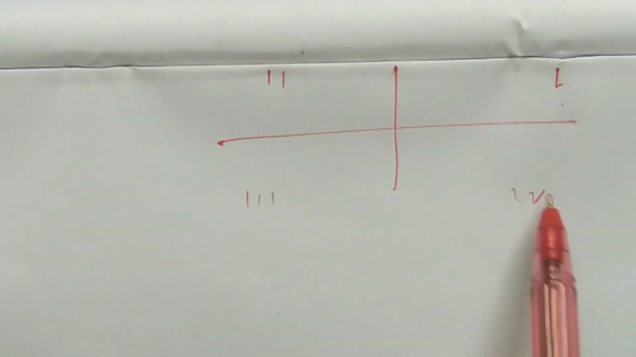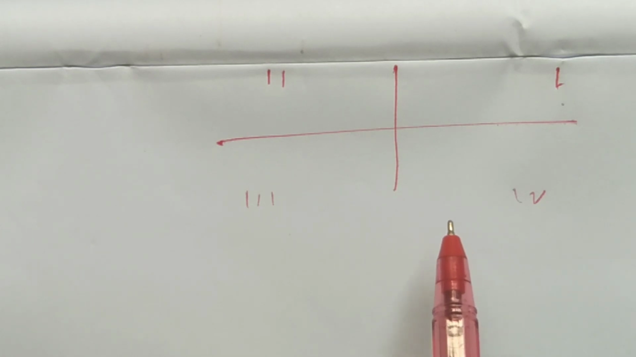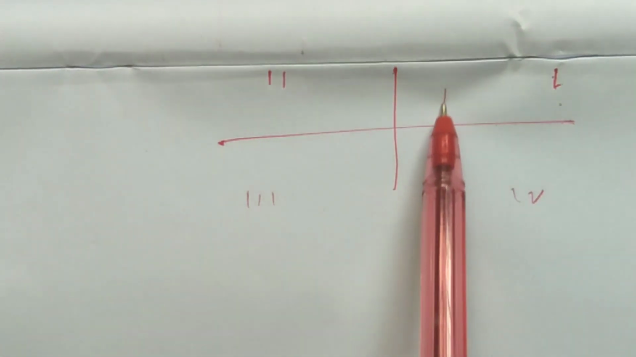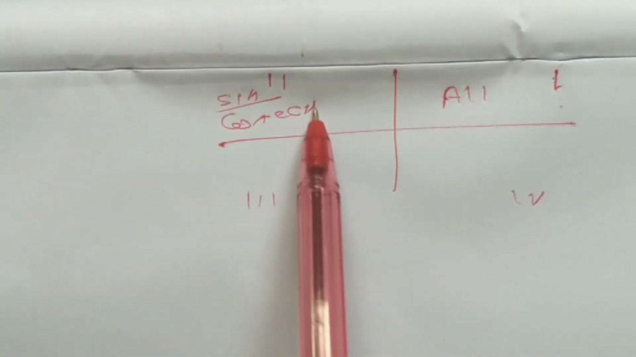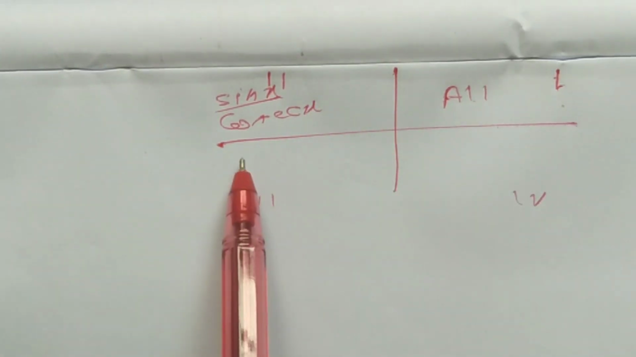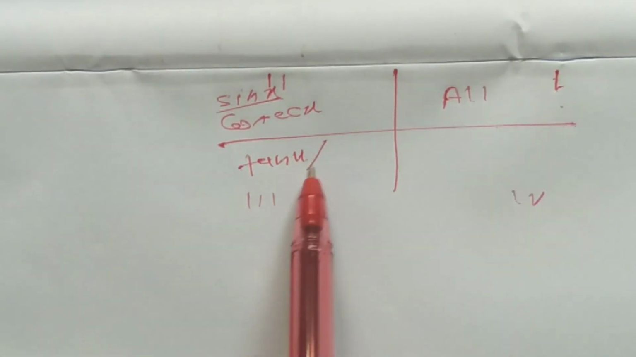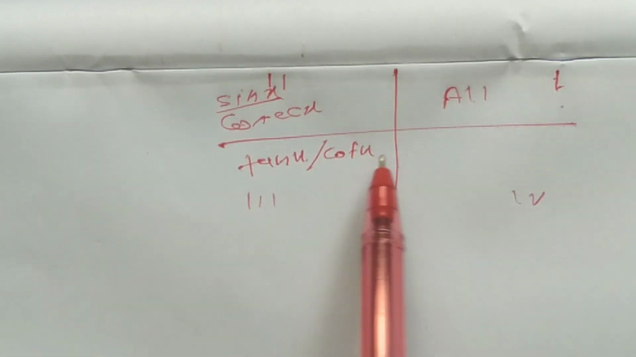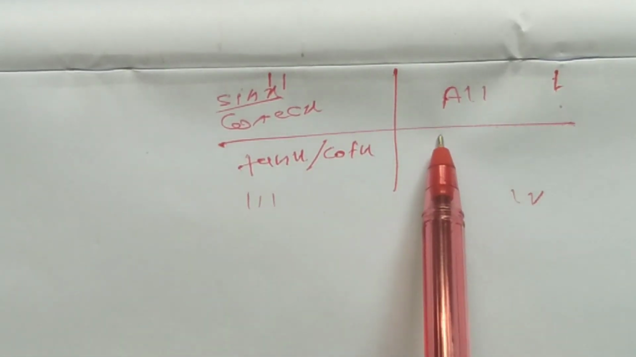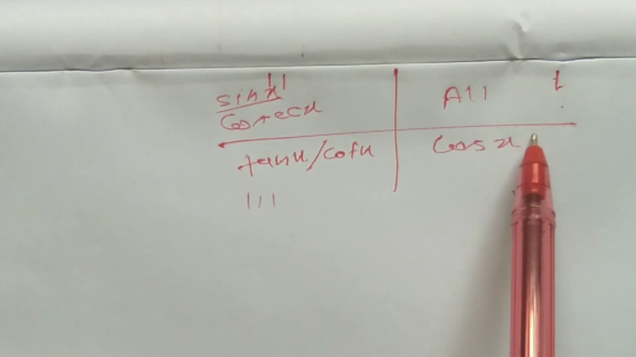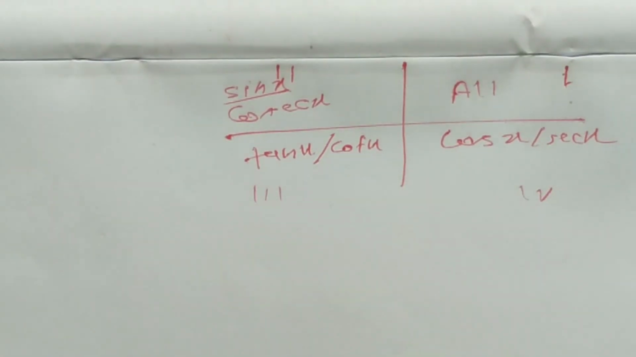this is the first quadrant, this is the second quadrant, third quadrant and fourth quadrant. In the previous video we have already discussed, in the first quadrant all the trigonometric functions are positive. In the second quadrant only sine and cosec are positive. In the third quadrant only tan and cot are positive. In the fourth quadrant only cos and sec are positive.